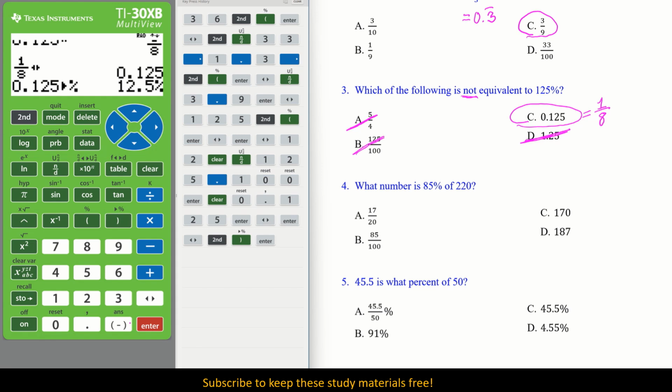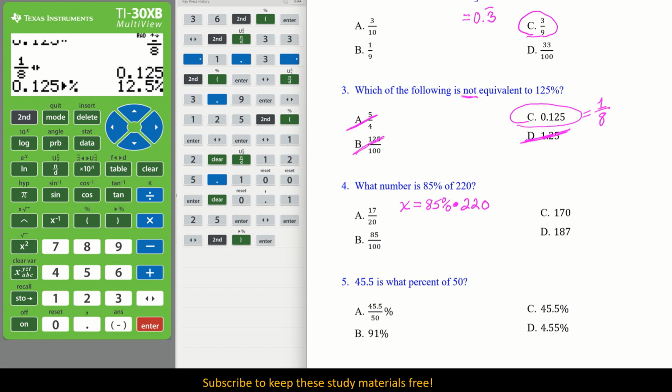What number is 85% of 220? Okay, well, let's write this algebraically and tackle it algebraically. So let's say x is, which is equal, 85%. Do not change it to decimal. This calculator gives us a convenience of not messing with that decimal, which means you don't make as many mistakes on a test. The "of" is our multiply, and then 220.